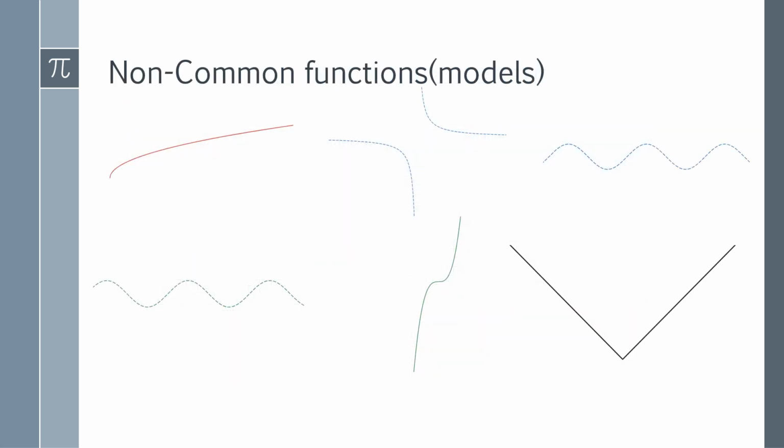All right, so these are non-common models. Again, functions are models. This is square root. This is rational. This is cosine, sine. Well, actually, this is sine. Sorry, this is cosine. Cube, absolute value. These are not common. These are when we try to figure out a specific phenomenon, like a particular situation.